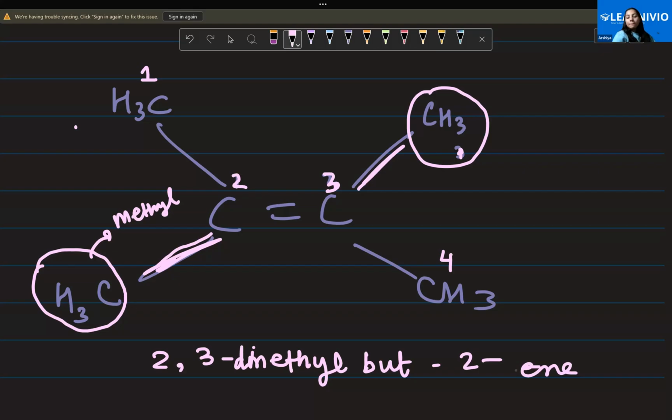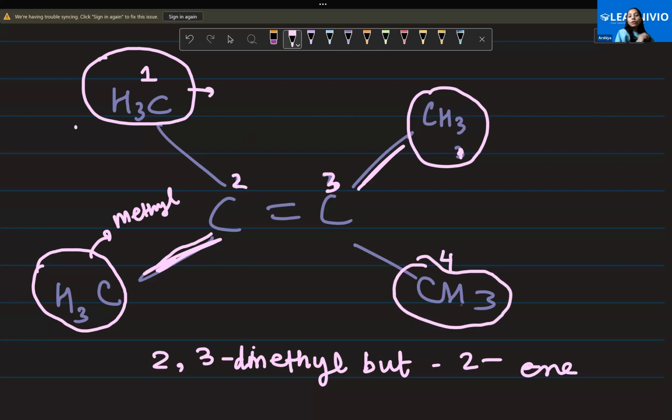It's clear, ma'am, but why are we taking 2, comma 3? Why aren't we taking 1, comma 4? Because this is the first carbon, right? Is there anything attached to this carbon? No, ma'am. No, this is the 1, comma 4.